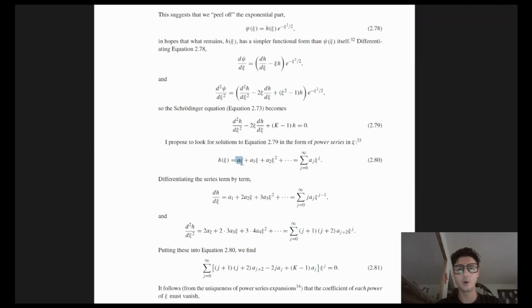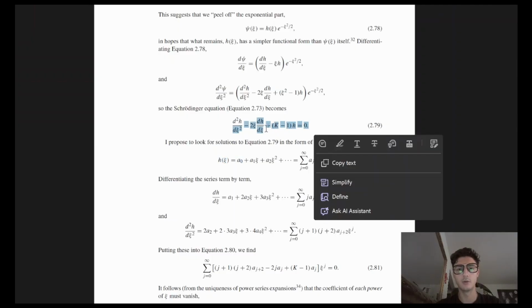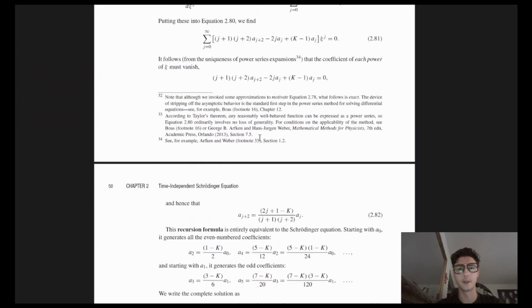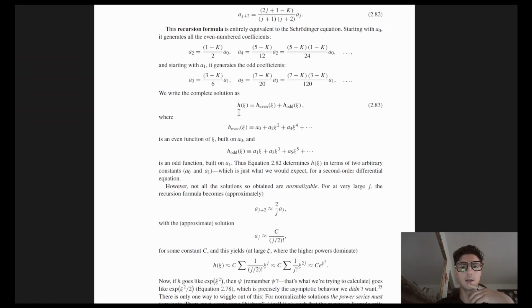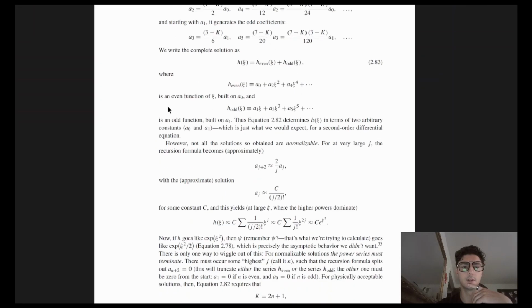So if we know these coefficients, then we know h, and if we know h, we basically know how the entire Schrodinger equation works here. A little bit strange, a little bit weird, but this is the power series expansion. Cool. Let's check. We read the complete solution as h of xi is equal to h_even of xi plus h_odd of xi, where h_even is equal to this and h_odd is equal to that, an odd function built on a1. So it's built on a1 and this one's built on a0.